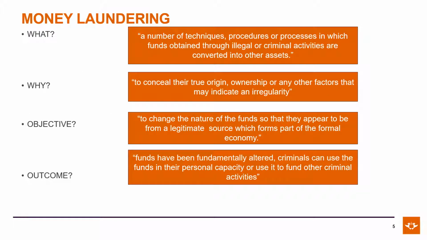Let's have a look at the what, the why, the objective and the outcome of money laundering. What is money laundering? We said it's a number of techniques, procedures or processes in which funds obtained illegally or through criminal activities are converted into other assets. Why? To conceal their true origin or source. The objective is to change the nature of the funds so that they appear to be from a legitimate source. An outcome is that these criminals can now use these funds in their personal capacity to fund other criminal activities.